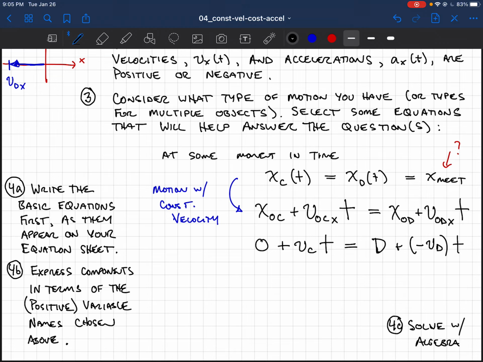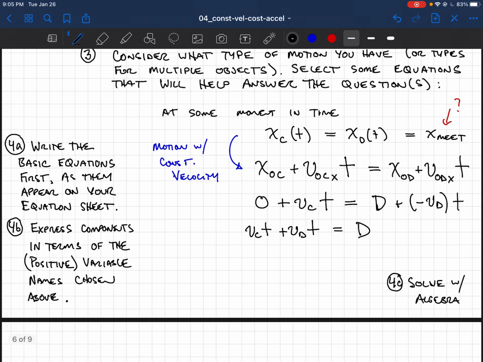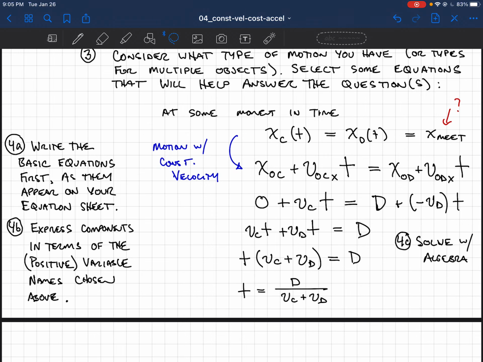So let's do that. Let's move the vdt to the other side, so add it to both sides. So we get vct plus vdt is equal to d. We can pull out the t. What's that called? The opposite of distributing? Factor out. Is that what it's called? And then I can solve for t. There. So this is the solve for with algebra step.